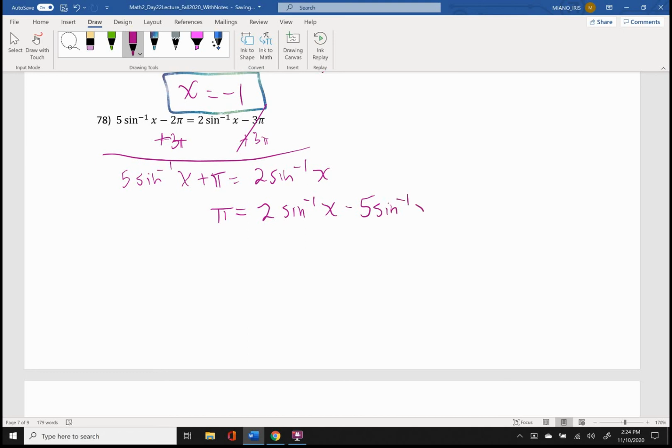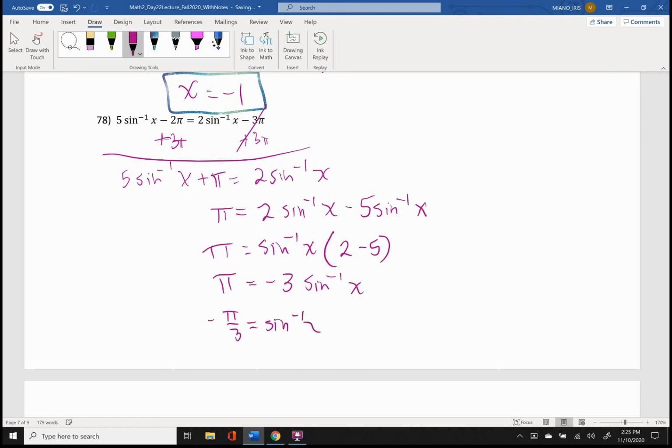We're going to do a little bit of algebraic trickery here to say, on the right-hand side, we have a common factor of sine inverse of x, don't we? And the remaining factors are going to be 2 minus 5. See what I did there? So that'll give me a negative 3 times sine inverse of x. Okay, and I will divide both sides by negative 3, so negative pi over 3 equals sine inverse of x.